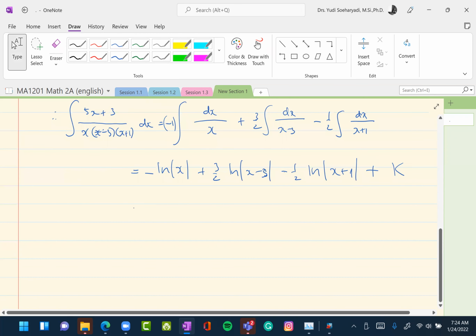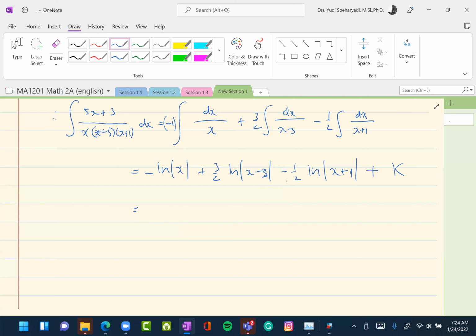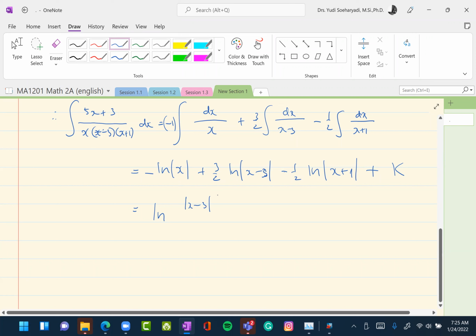And if you would like to simplify this one, because this is addition or subtraction of ln, you put this as, let's see what's the top, x minus 3 to the power 3/2 over x.